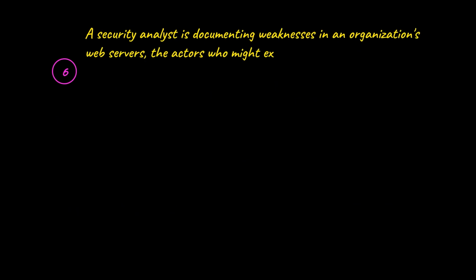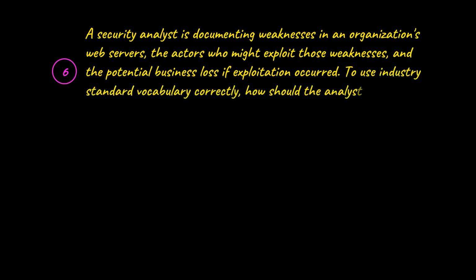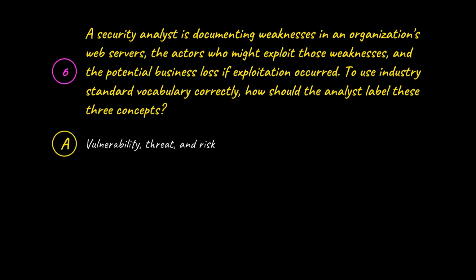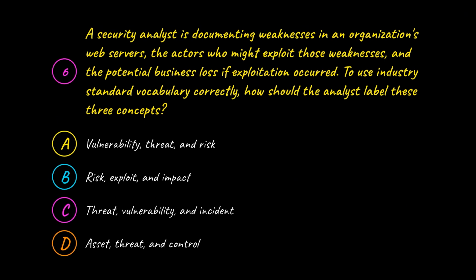Question 6. A security analyst is documenting weaknesses in an organization's web servers, the actors who might exploit those weaknesses, and the potential business loss if exploitation occurred. To use industry standard vocabulary correctly, how should the analyst label these 3 concepts? Your options are A. Vulnerability, threat, and risk. B. Risk, exploit, and impact. C. Threat, vulnerability, and incident. D. Asset, threat, and control. Which would you go with? Lock it in before the reveal.